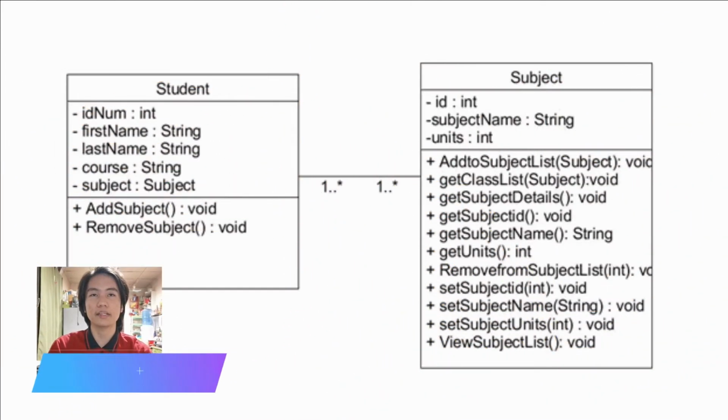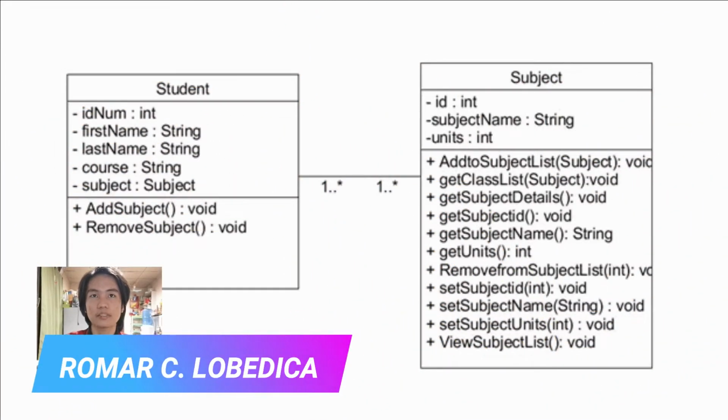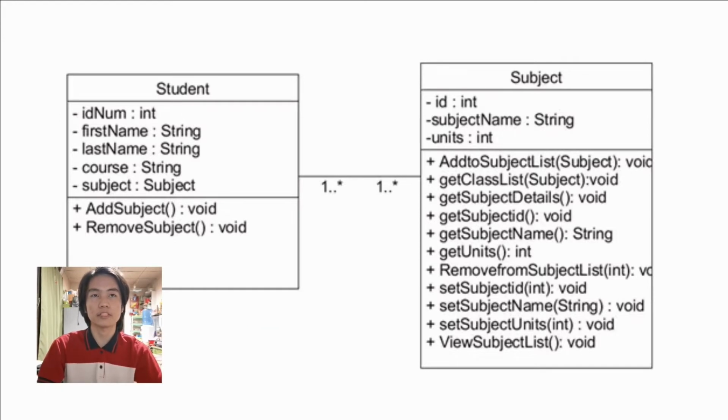Hi, good day. My name is Romar C. Labedica, and I will discuss all about our UML class diagram for the student class. First off, what is UML or Unified Modeling Language class diagram? A class diagram in the Unified Modeling Language is a type of structure diagram that describes the structure of a system by showing the system's classes, their attributes, operations or methods, and the relationships among objects. A class diagram is a box that has three compartments, namely the class name, attributes or fields, and the last is the operations or methods.